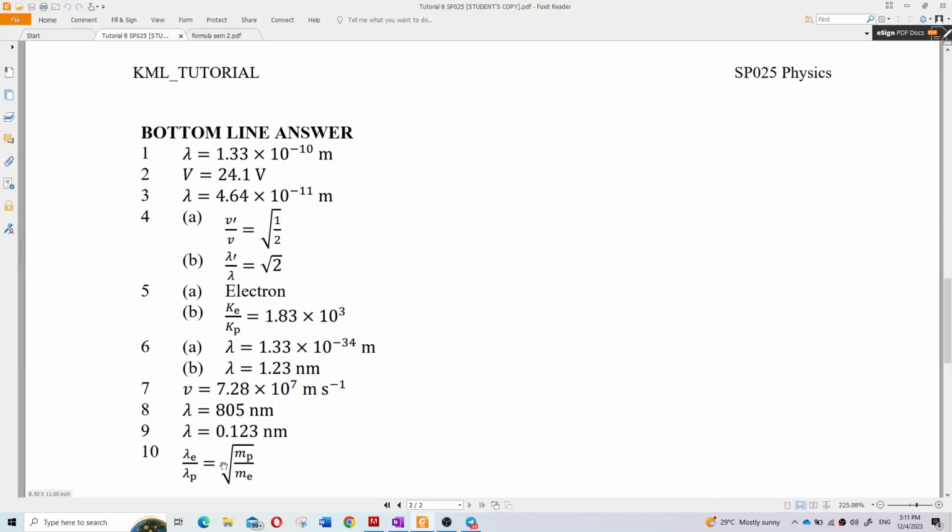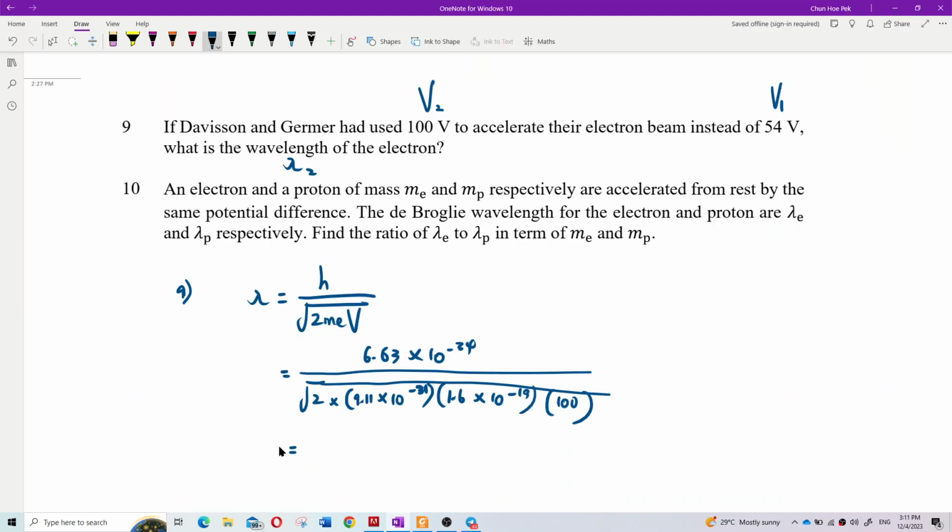So the wavelength of the electron is 0.123 nanometer. So you have to change the unit. You either can put nanometer or you put in SI unit, meter, but that one has an exponent. Okay, 54 volt no need to use unless you want to do a comparison between lambda 2 and lambda 1. But right now we don't need to find lambda 1, so we just focus on lambda 2 using voltage V2.